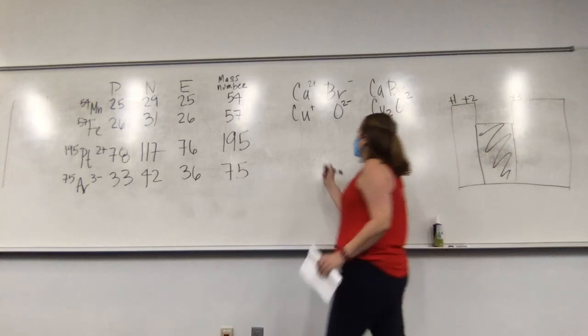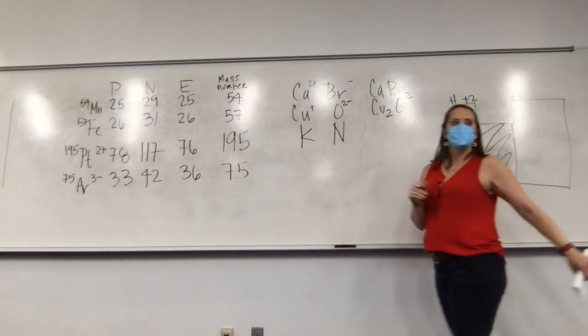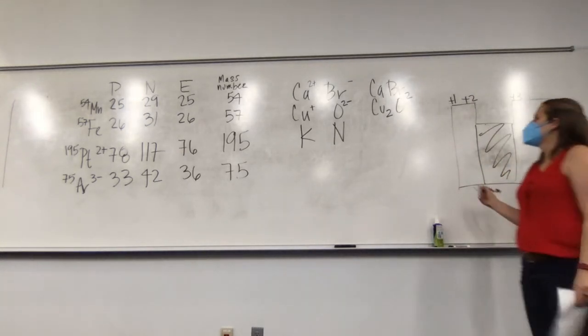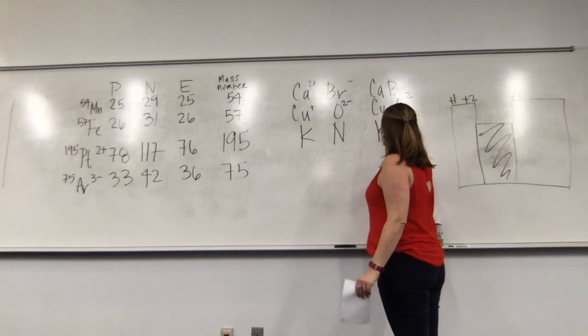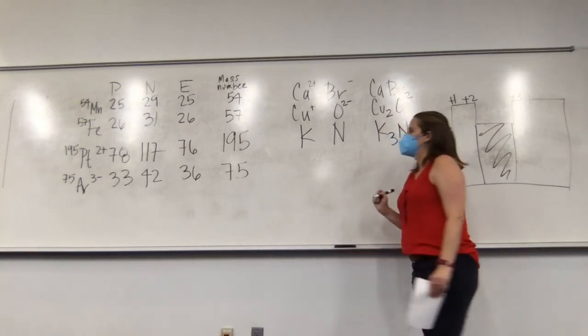What about KN? So potassium is a +1, nitrogen is a -3, so it's K3N.